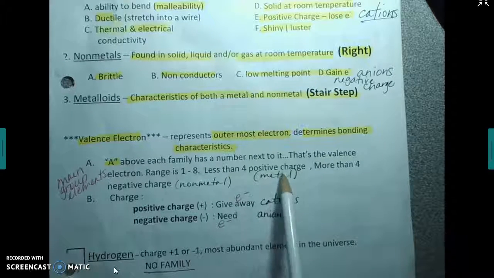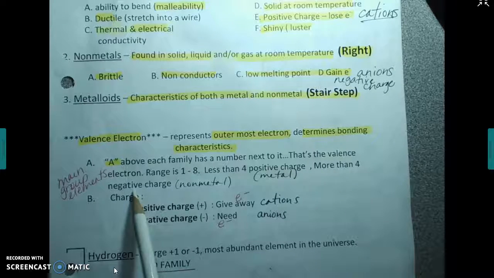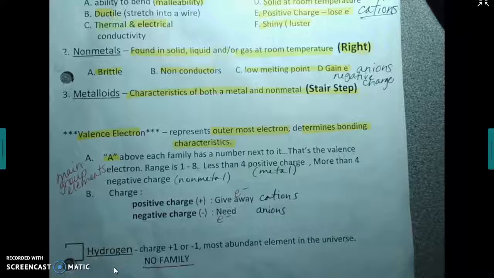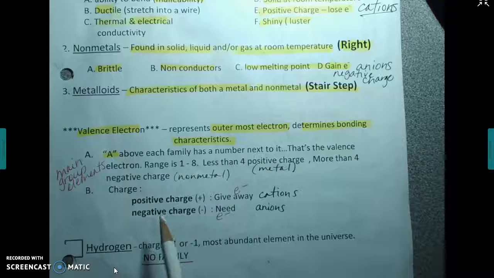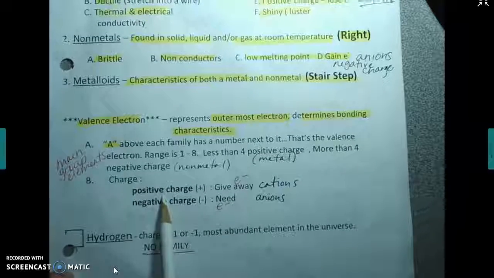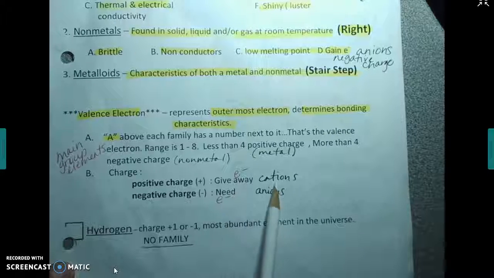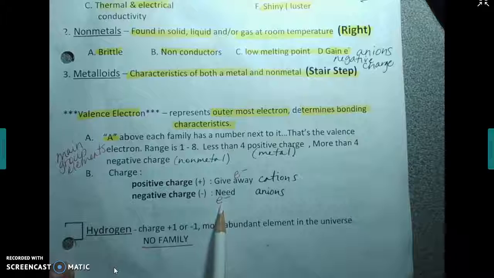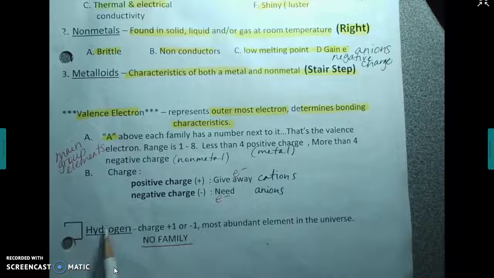Less than 4 is a positive charge. More than 4 is a negative charge or a nonmetal. If it's 4, we have to look, is it above the zigzag line or below the zigzag line to determine if it's a metal or a nonmetal. Alright, if it's a positive charge, it gives away electrons, and it's a cation. If it's a negative charge, it needs electrons, and it's known as the anion.